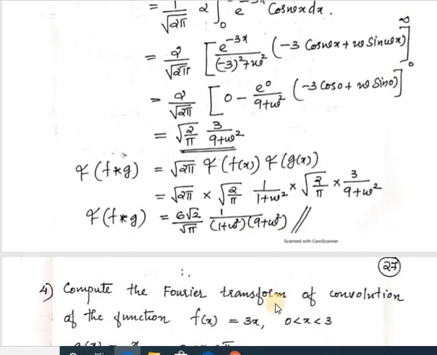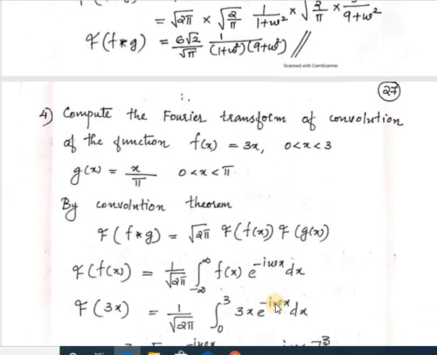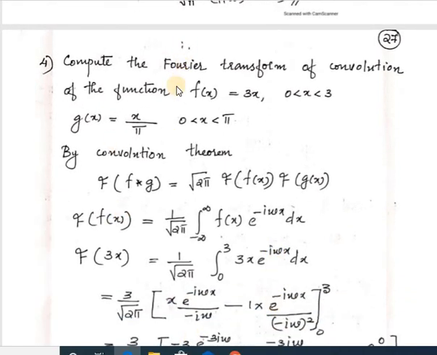Next problem: compute the Fourier transform of the convolution of the functions f(x) = 3x from 0 to 3 and g(x) = x by pi from 0 to pi. First we write the convolution theorem, that is F(f * g) is root 2 pi times F(f(x)) times F(g(x)). So the Fourier transform of f(x) is 1 by root 2 pi integral from minus infinity to infinity f(x) e^(-i omega x) dx. The function is 3x e^(-i omega x), and the limits change to 0 to 3.